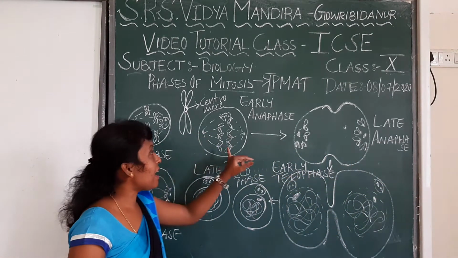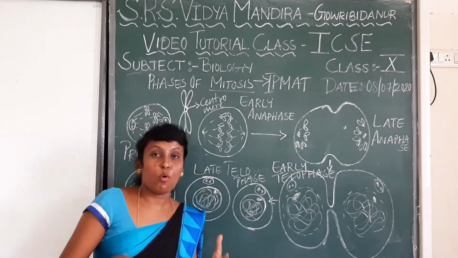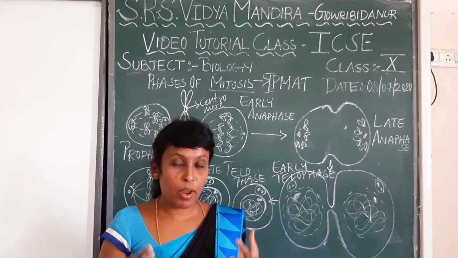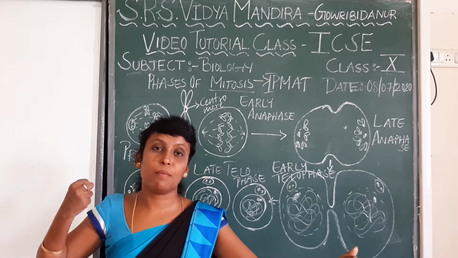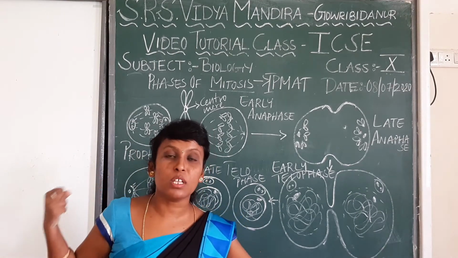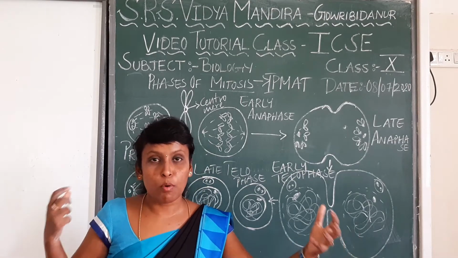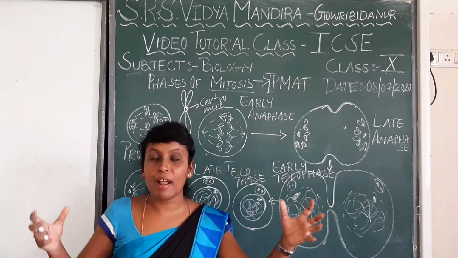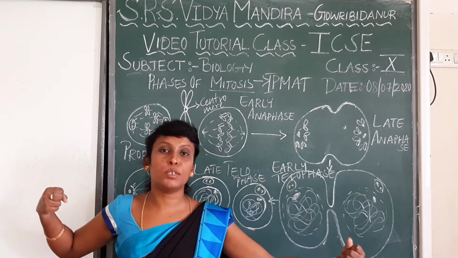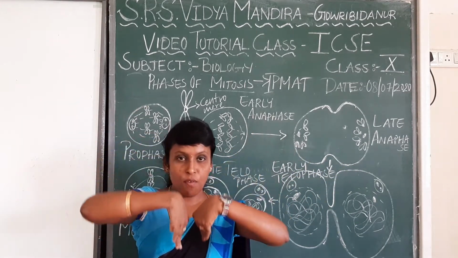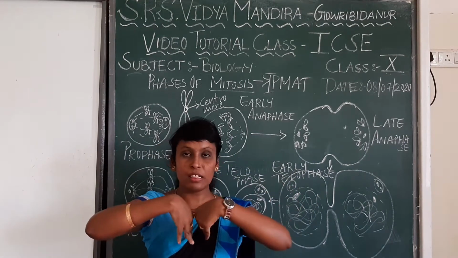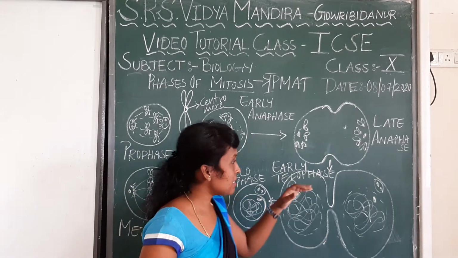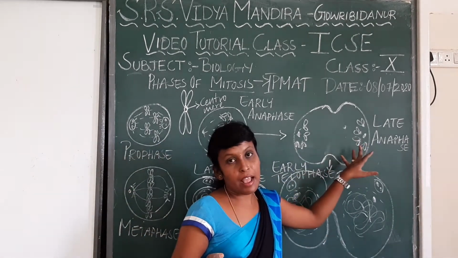What happens in the early anaphase? The 4 chromosomes will be divided into 8 chromosomes, and the spindle fibers start contracting and move the chromatids towards the poles. And in the late anaphase the chromatids will be completely moved to the poles and there will be a furrow in the cell membrane.